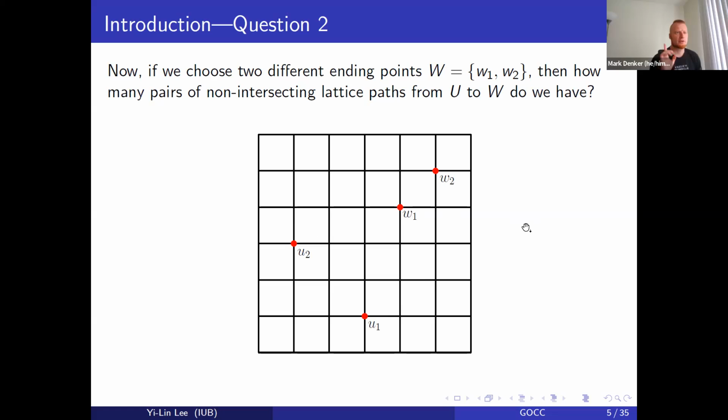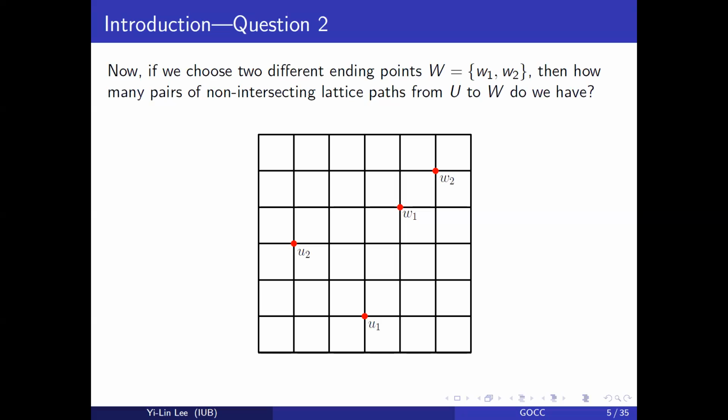I have a quick question. Do I always send U1 to W1 and U2 to W2, or not? No, it's not necessary. It could be arbitrary. We just need the paths to be non-intersecting. So you could have U1 go to W2 like this, and U2 go to W1 like this, and the paths are non-intersecting. Great, thanks.